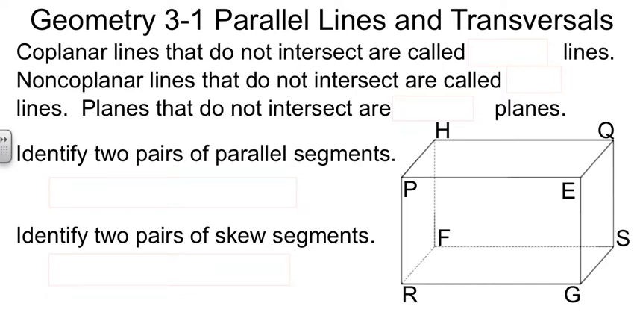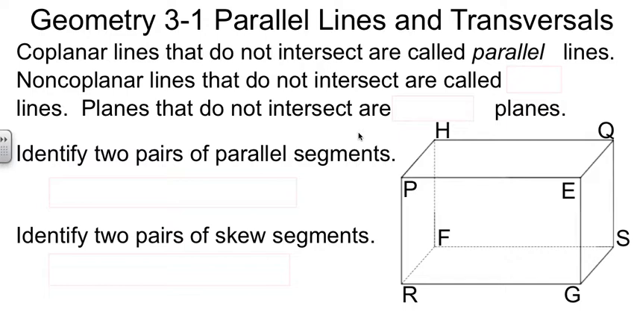This is Geometry, Chapter 3, Section 1, in which we will be studying parallel lines and transversals. When we're dealing with coplanar lines, lines that are in the same plane, that don't intersect, what you have is called parallel lines. It's a term you already knew. You knew parallel lines didn't intersect. The only thing we're adding to that is the idea that it's coplanar.